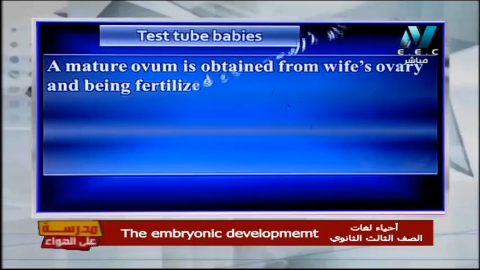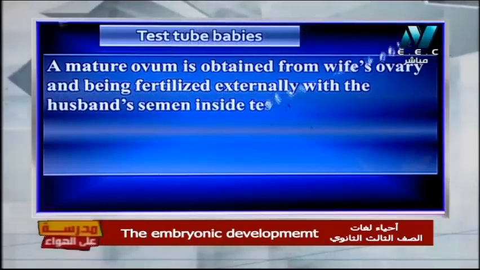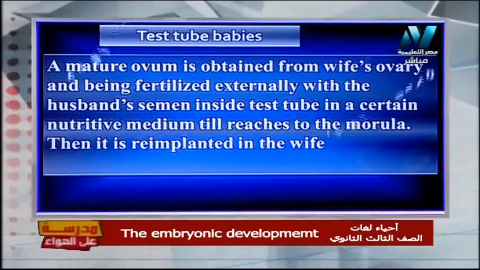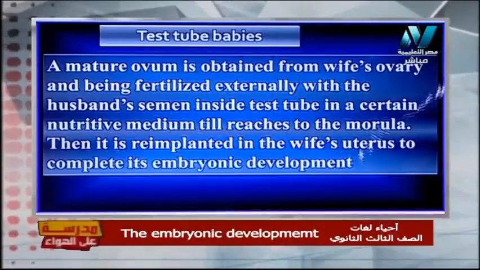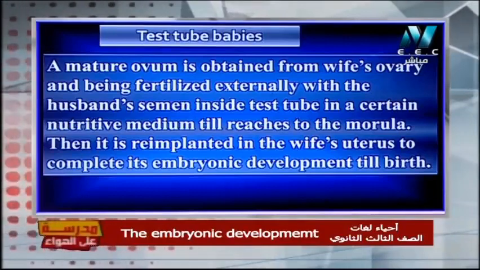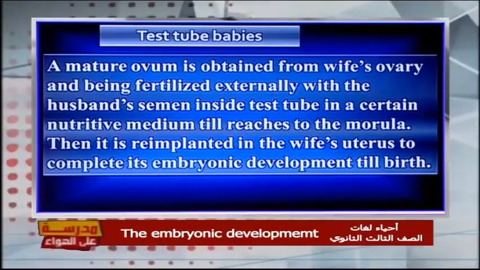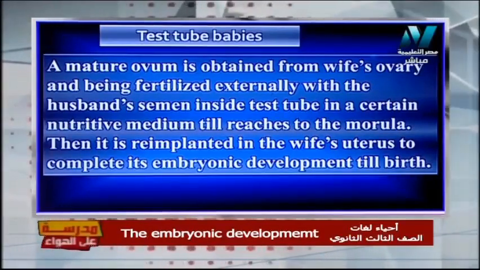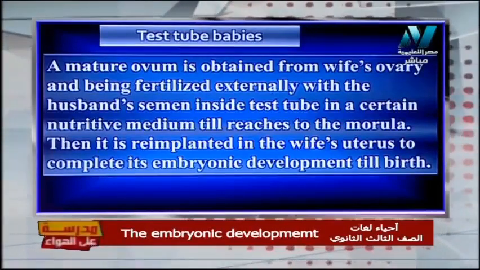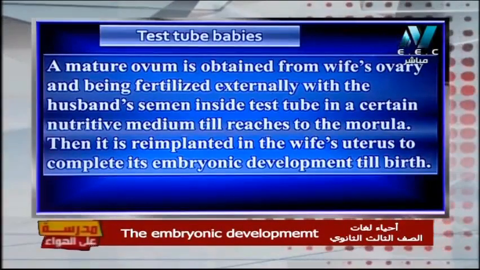هنتكلم عن حاجه اسمها test tube babies. طبعا a mature ovum is obtained from the wife's ovary and being fertilized externally with the husband's semen. That takes place inside the test tube in a certain nutritive medium till it reaches the morula. Then it is reimplanted in the wife's uterus to complete its embryonic development till birth.